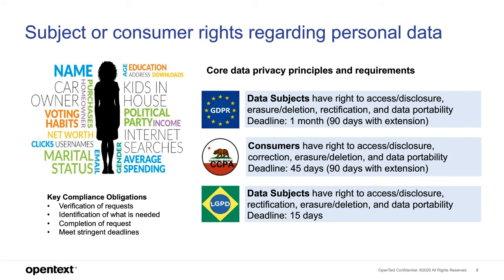If you look at the slide here, I list out some of the core data privacy principles and requirements, and most of them have very similar requirements. Some of the key ones include a right to access and disclosure, which is what we're going to focus most closely on today, which is really the right to know what is being processed, the purposes for which one is processing information, and the ability to access that data.